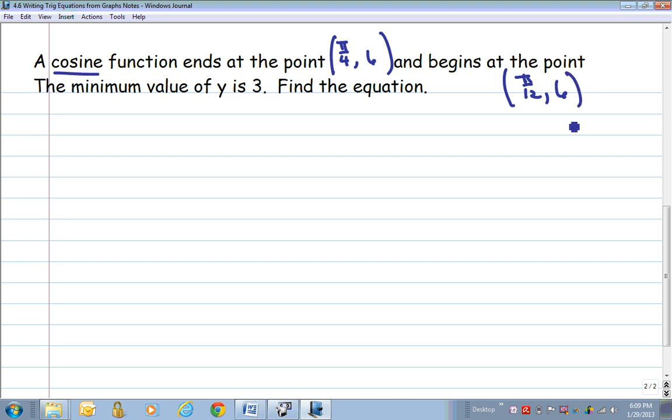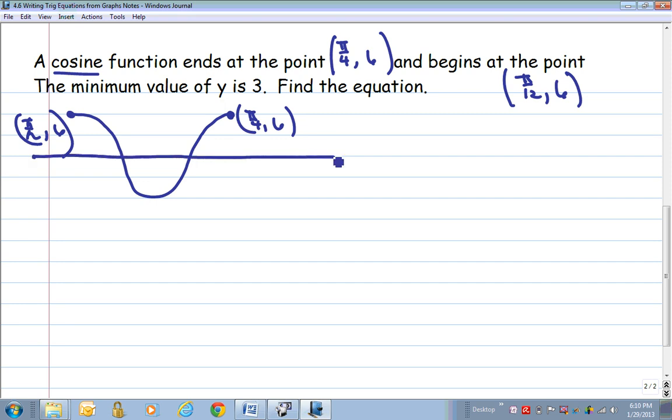All right, so let's sketch a graph. I think that's our best thing to do. So we'll sketch just a basic cosine graph. Okay, and this says it ends at the point pi over 4, 6. I'm going to label. And it begins at the point pi over 12, 6. So we need a few more key points. We need our axis. We need a point at the bottom of the amplitude, and we need to know a little bit about maybe the points here.